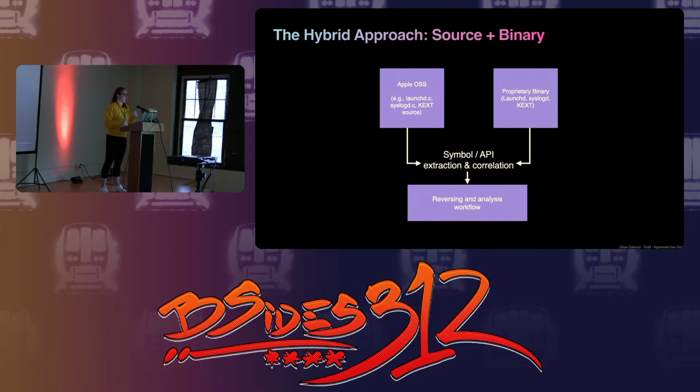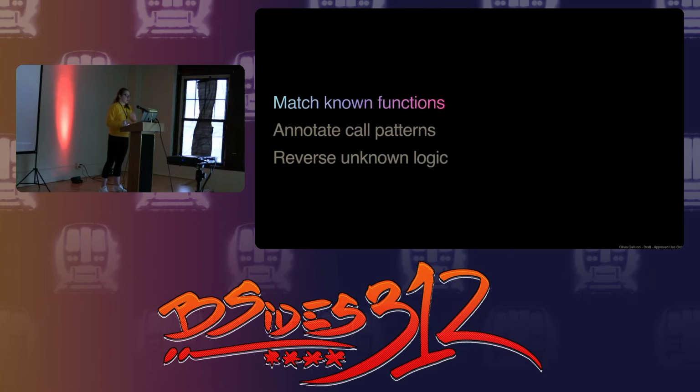You take a binary like launchd, syslogd, a kernel extension, or whatever you want, and use the available source code to do various things. For example, I might try to match known functions. This helps identify familiar code in binaries, making it easier to understand behavior and verify functionality against Apple's open source implementations. I might also try to annotate call patterns, which reveal how functions interact and in what sequence, allowing me to infer program logic and detect deviations from expected behavior.